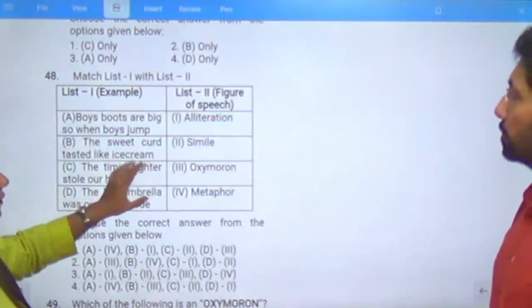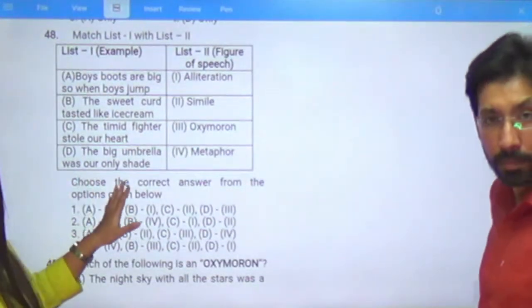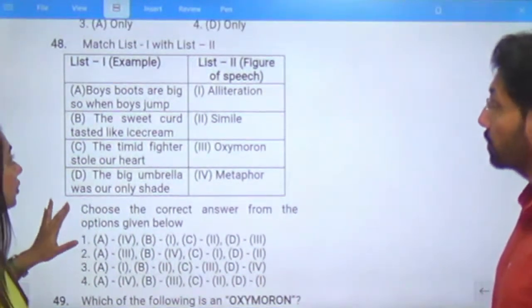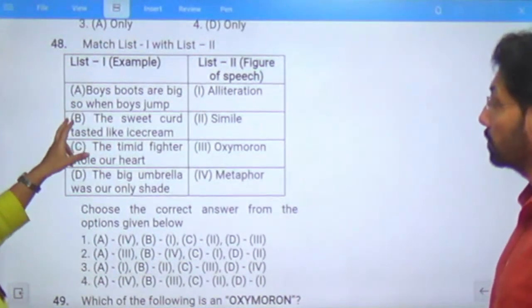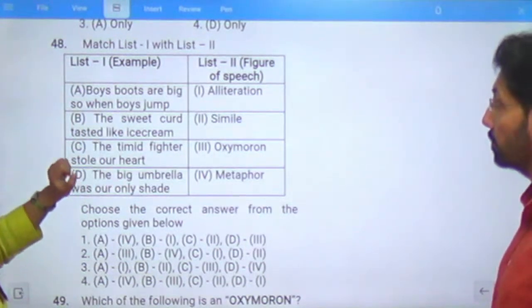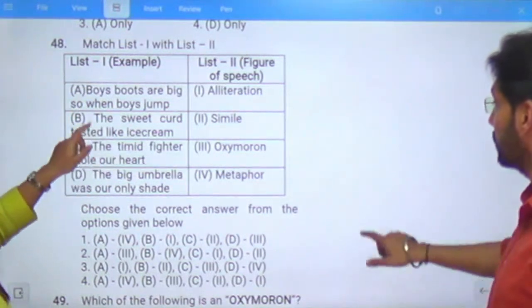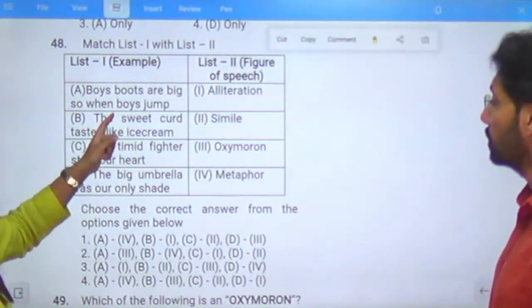So here you have four questions in a way because they have given you match the following. So let's read it, sir. Okay, boys boots are big, so when boys jump. Can you see a repetition of B here? Boys in boots and big and so boys jump. So what should it be?